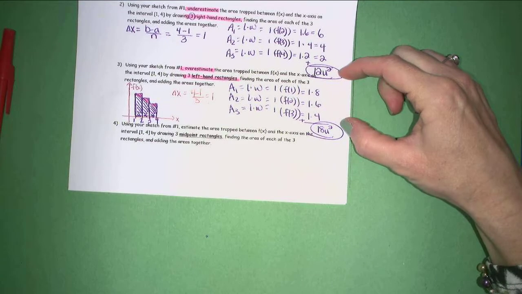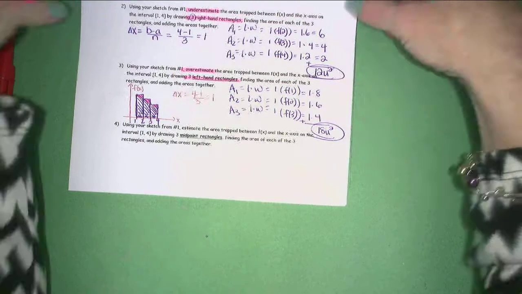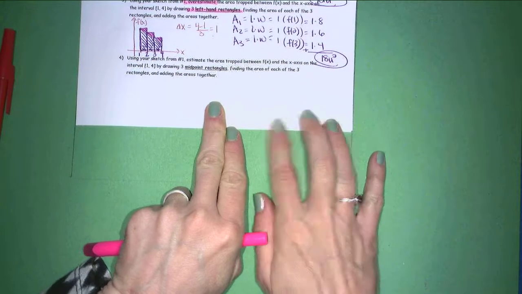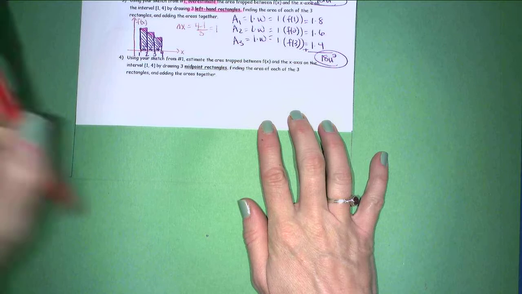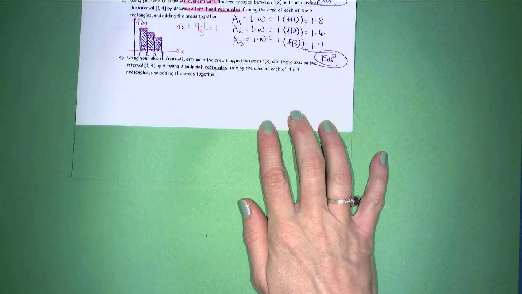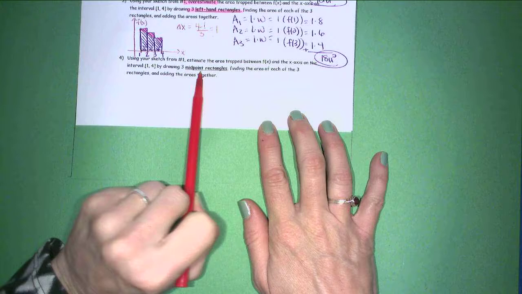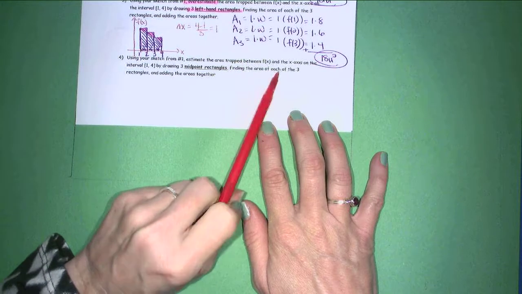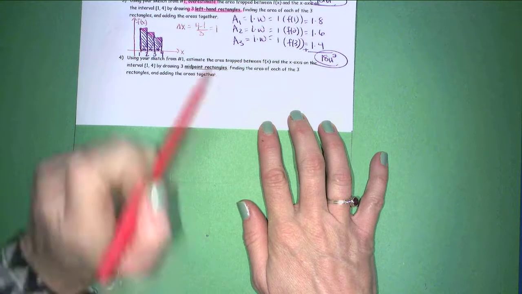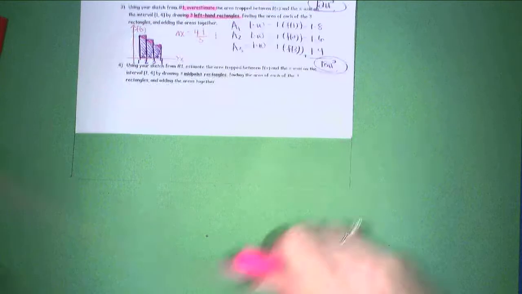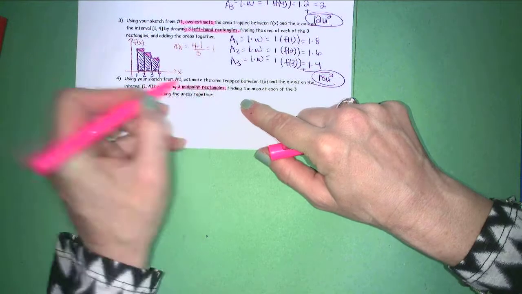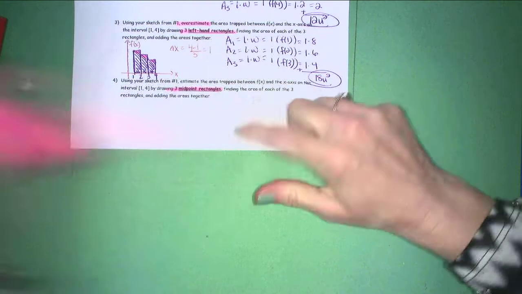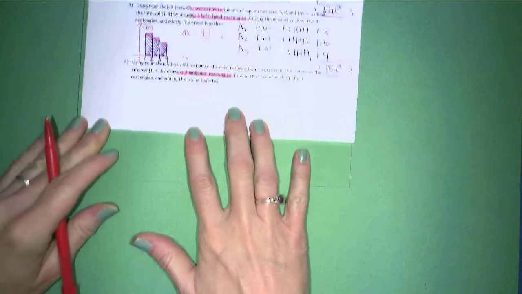Okay, last question on the front. It says, using your sketch from number 1, estimate the area trapped between f of x and the x-axis on the interval 1 to 4 by drawing 3 midpoint rectangles, finding the area and adding them together. So this is new terminology, midpoint rectangles, but you can probably guess what these are. 3 midpoint rectangles. So again, I'm not going to use my drawing. It'll get too messy. So I'm just going to re-sketch this here.